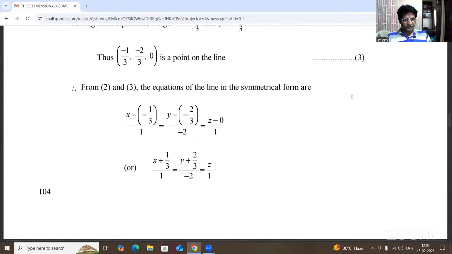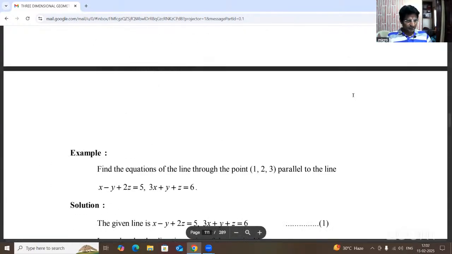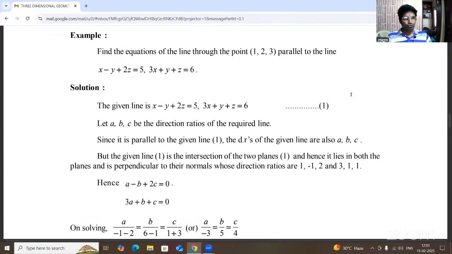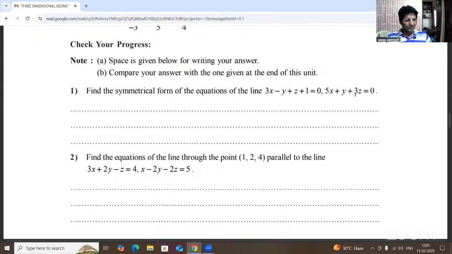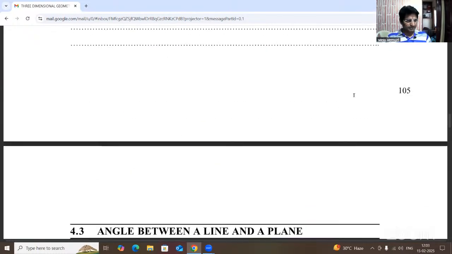Now, according to this one, please stay on the line. Now, this problem is also discussed here. Find the equations of the line through the point (1, 2, 3). This is one of the points. This point is parallel to the line. Okay. Next one, and I have practiced some other problems.